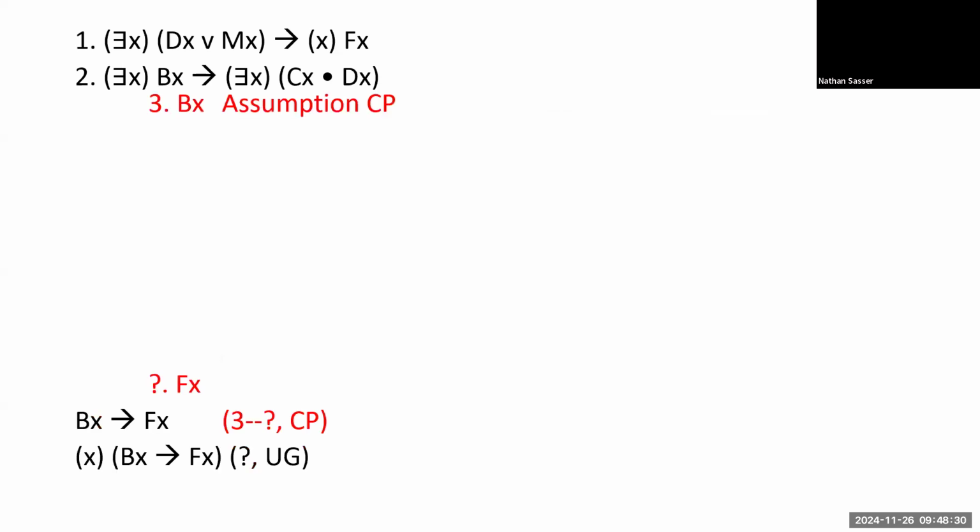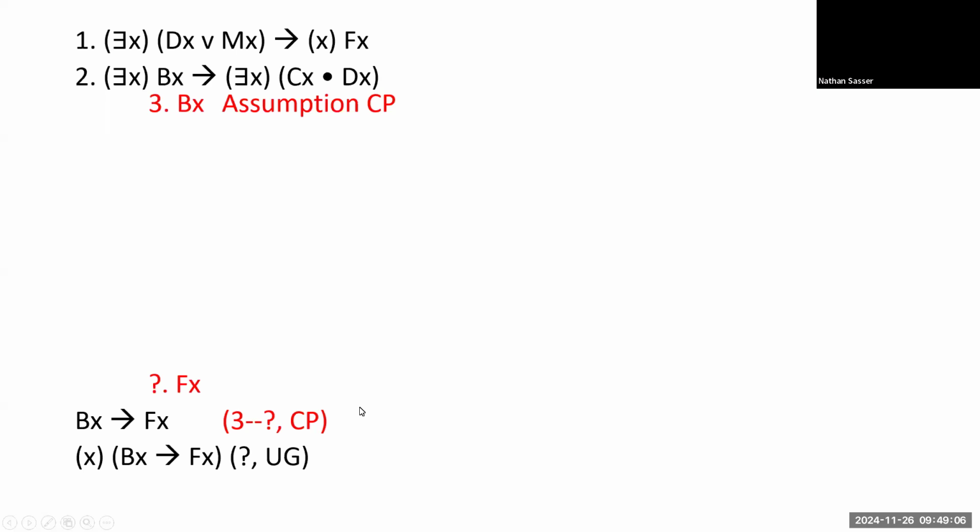Well, line 3 is going to be the beginning of the indented proof sequence, and the justification is assumption CP. And I always want to start a conditional proof sequence with the antecedent of the conditional statement that I'm trying to prove. In this case, that's Bx, because down here, I've got if Bx, then Fx. The last line of the indented proof sequence has got to be the consequent of the conditional statement that I'm trying to prove. And then here's what the justification will be.